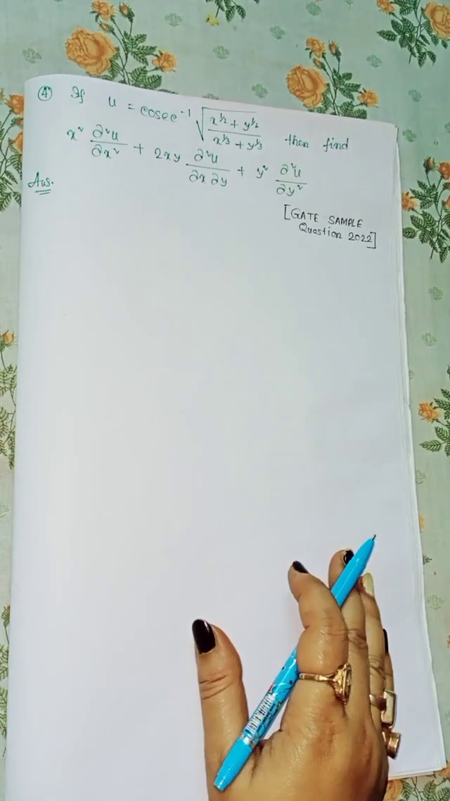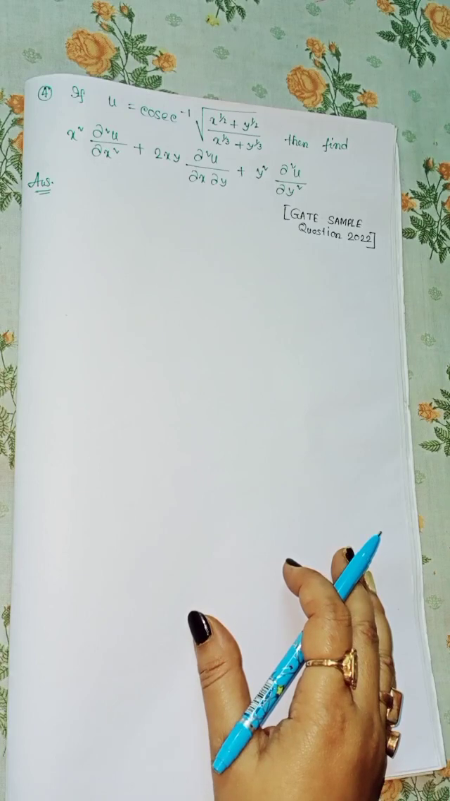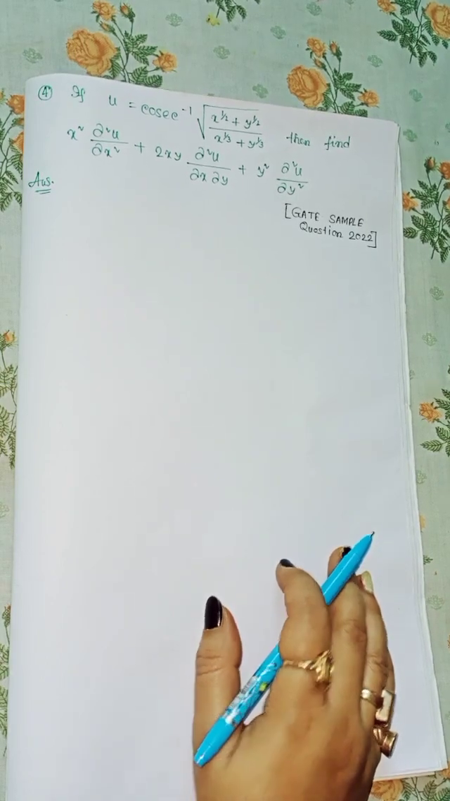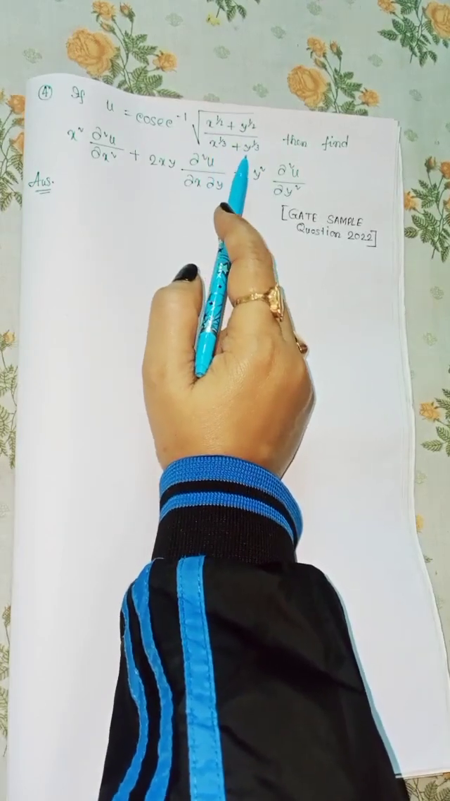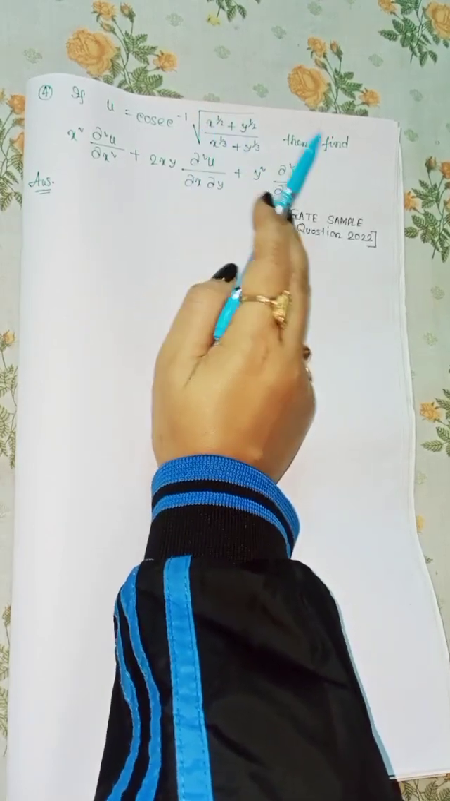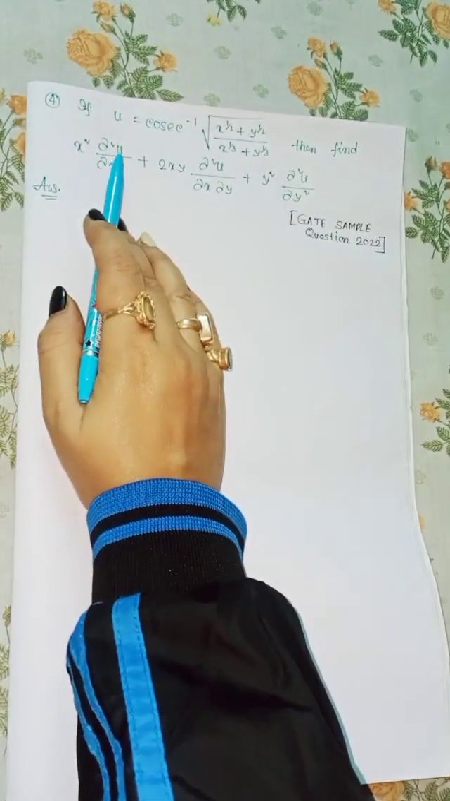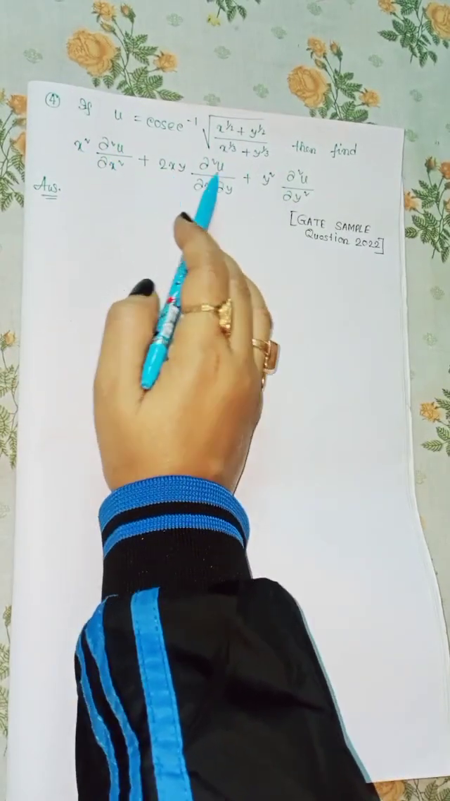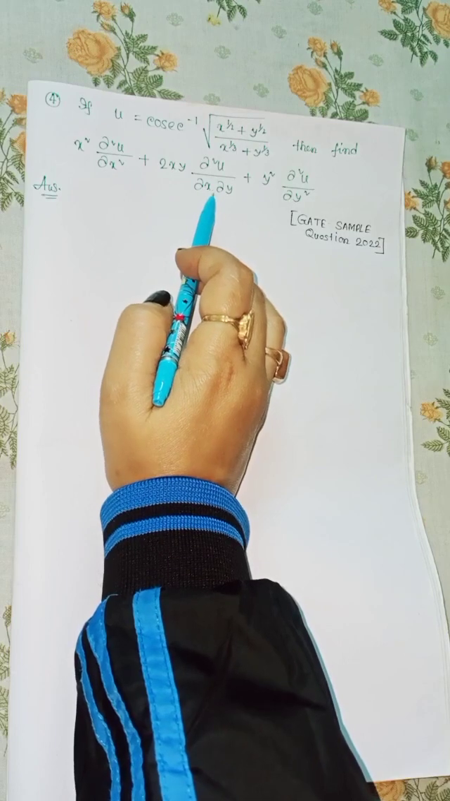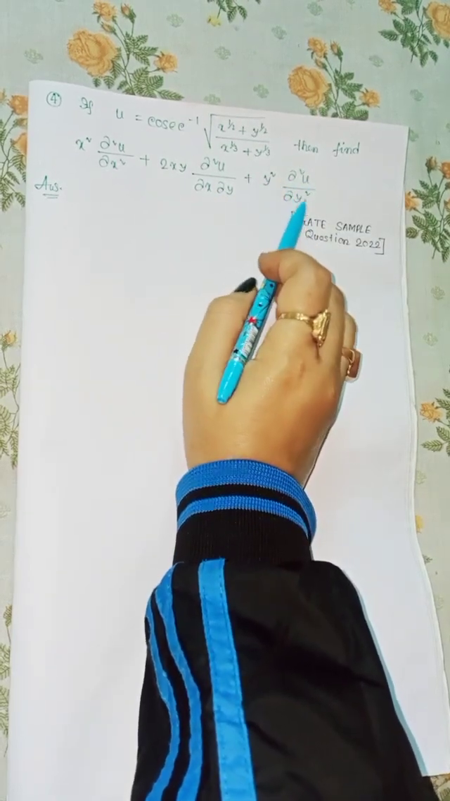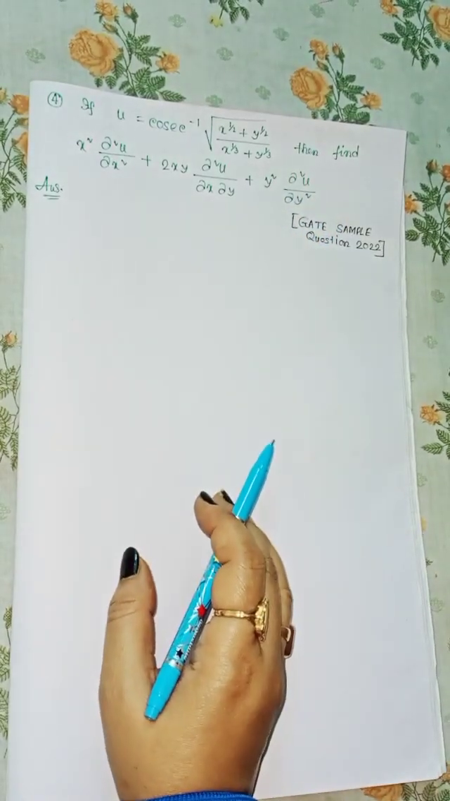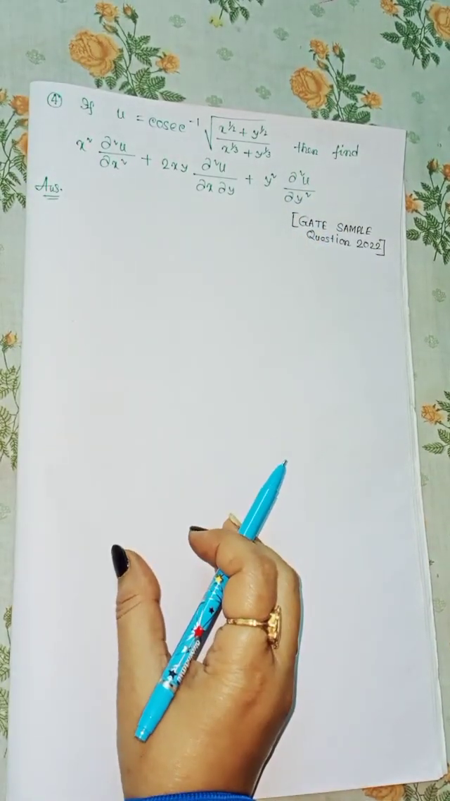Today we solve GATE sample question 2022, question number 4. If u is equal to cosec inverse of the root of x to the power half plus y to the power half by x to the power 1 by 3 plus y to the power 1 by 3, then find x squared del 2u del x2 plus 2xy del 2u del x del y plus y squared del 2u del y2 is equal to what? So this is the question in the house of calculus.